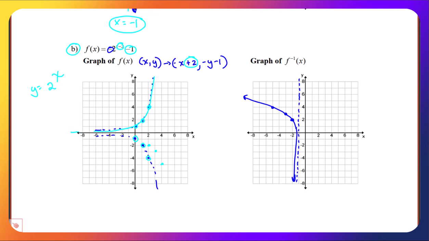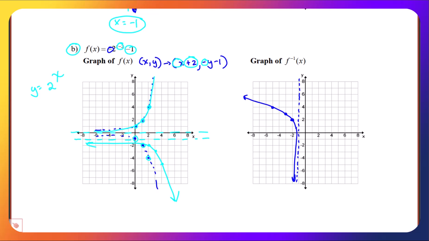And our horizontal asymptote, because this is an exponential function, is also going to go down 1. So that our new function should look something like this. So the only reflection is on the y, that's why we went from the top to the bottom. The x is not reflected, and then we shift it to the right 2 and down 1.